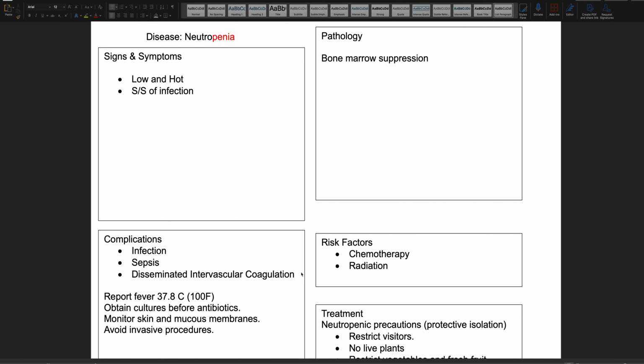Okay, so let's get back to neutropenia. You need to report a fever greater than 100 degrees Fahrenheit. You have to teach your patients to take their temperature daily and report a temperature to the provider of 100 or greater Fahrenheit. Obtain cultures before antibiotics are started. Monitor the skin and mucous membranes and avoid invasive procedures such as inserting a Foley catheter.